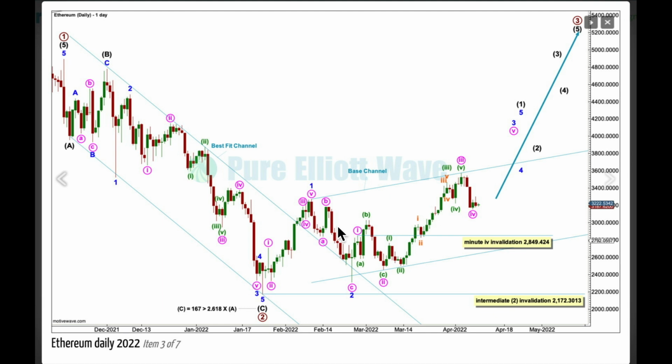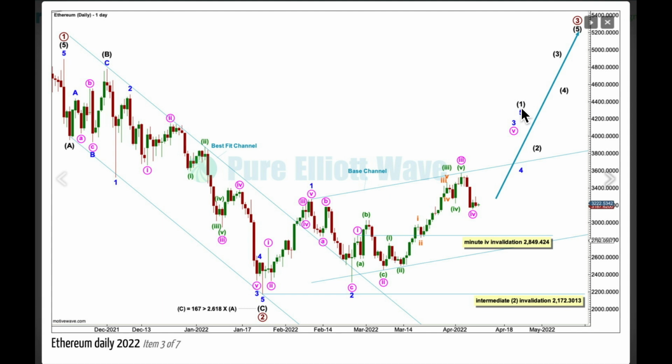If primary 2 is over there, then within primary 3, I would expect intermediate 1 is incomplete, with minor 1, 2, and 3 incomplete, with minute 1 expanded flat for 2, 3, minute 4 may or may not be over here as a zigzag, certainly could move a bit lower, may not move into wave 1 price territory below 2849.424. Note the invalidation point is here at the high of minute wave 1, not here at the extreme of minute wave 2, because the Elliott Wave rule applied here is very clear. 4 may not overlap into wave 1 price territory, and this is the edge of wave 1 price territory.